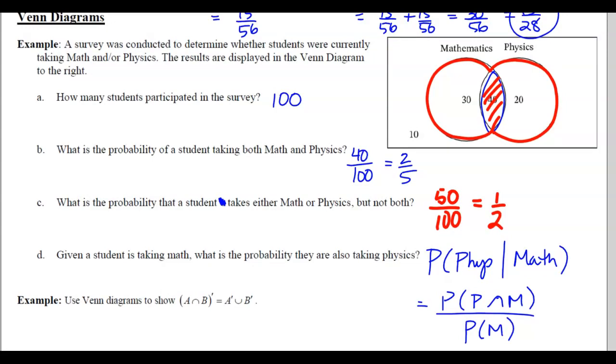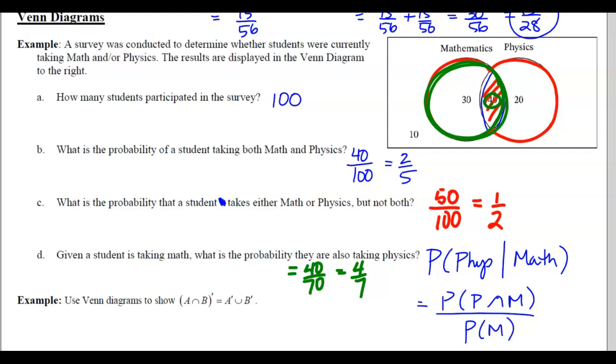Given that a student is taking math, now all I'm going to look at is this circle. That's the given. That's my sample space. Given that they're taking math, what's the probability that they are also taking physics? That would be these. So that would be 40 out of 70, which is 4 sevenths. You don't care about everyone other than those taking math.